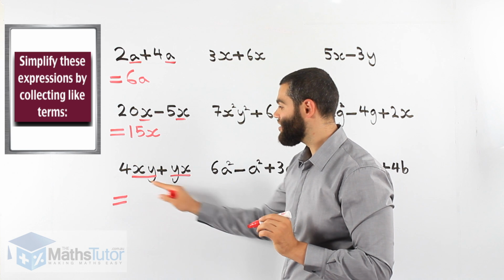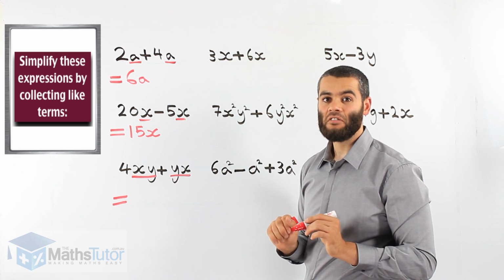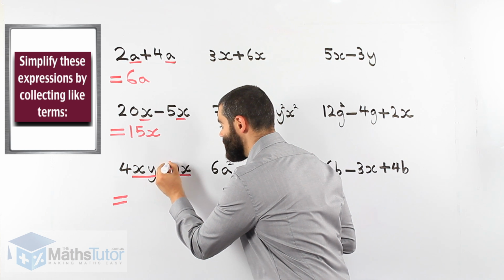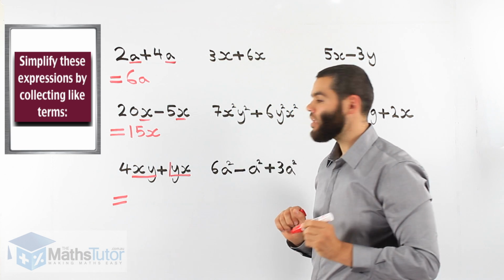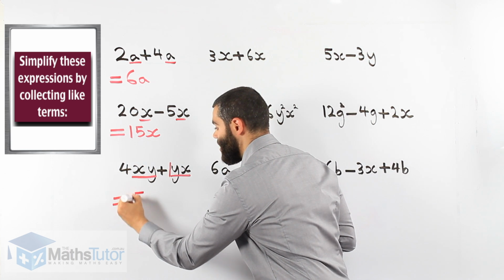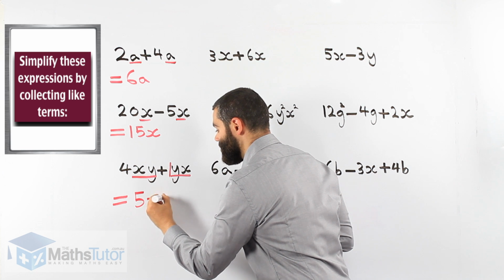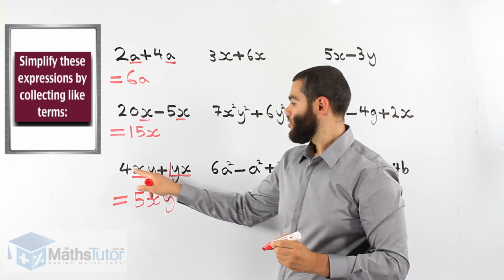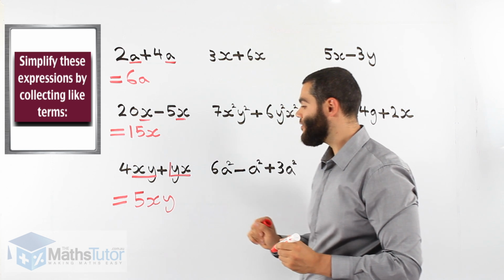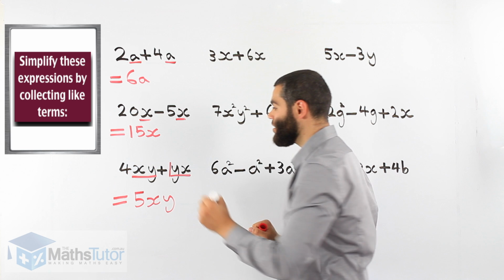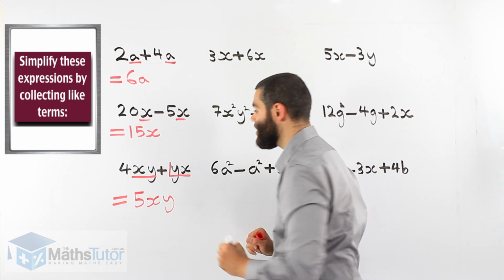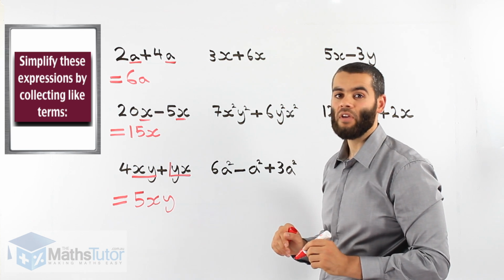Now, 4xy plus yx. We know that here there is an invisible 1. Don't forget that. Make sure you remember there is an invisible 1. 4 plus 1, 5xy, or 5yx, doesn't matter. It's best to write it in alphabetical order. xy, so 5xy. 4 plus 1 is 5xy.